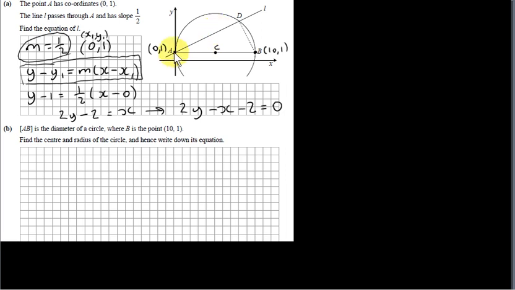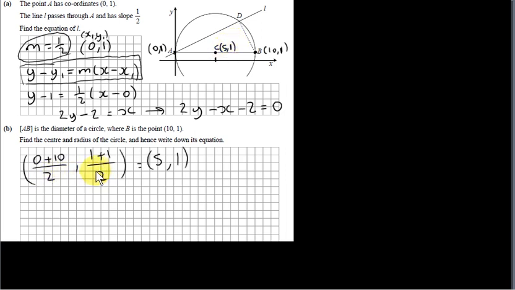So the midpoint of the line joining 0, 1 and 10, 1 is the center, but it's quite easy to actually get the coordinates of the center, because the y values of A and B are the same. The y value of A is 1, the y value of B is 1. So the midpoint of the line AB is just the value midway between 0 and 10. So the midpoint must have coordinates 5, 1.